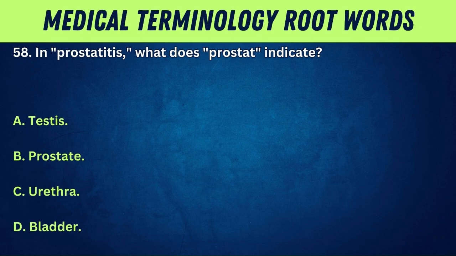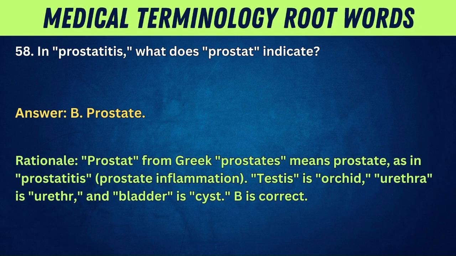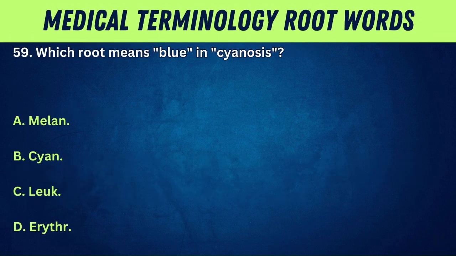58. In prostatitis, what does prostat indicate? A. Testis. B. Prostate. C. Urethra. D. Bladder. Answer: B. Prostate. Rationale: prostat from Greek prostates means prostate, as in prostatitis, prostate inflammation. Testis is orchid, urethra is urethra, and bladder is cyst. B is correct.